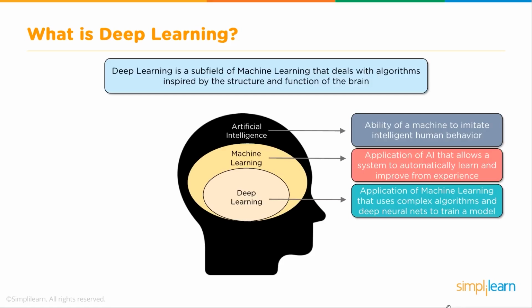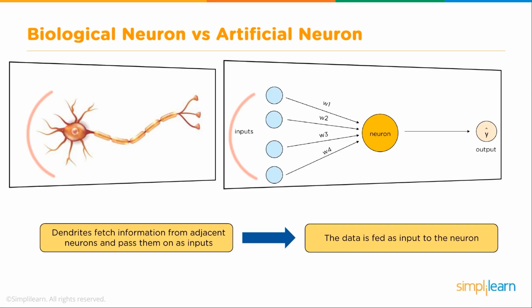And in there we have machine learning, an application of AI that allows a system to automatically learn and improve from experience. And if you've looked at any of our other videos, you'll know that machine learning covers a lot. So deep learning is a subcategory of that, but don't forget machine learning has all kinds of other tools that people use to do very basic descriptive, predictive and prescriptive analytics. And then you have deep learning, an application of machine learning that uses complex algorithms and deep neural nets to train a model.